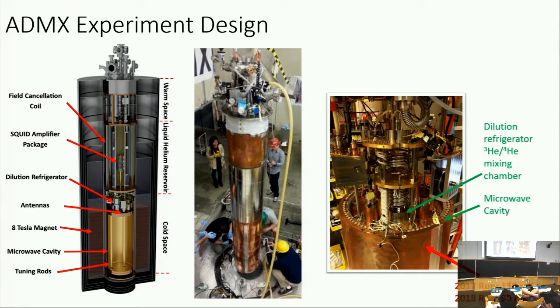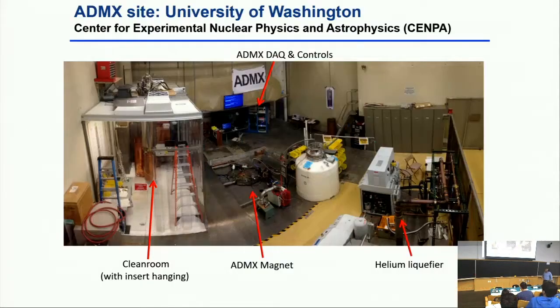Notice this thing is pretty long, and it's cryogenically complicated because it has to be cooled now to around 100 millikelvin. There's a lot of mass, and it's physically large. So this is a dilution refrigerator mixing chamber here that in our last run cooled to 90 millikelvin. It's attached to the top of the cavity.